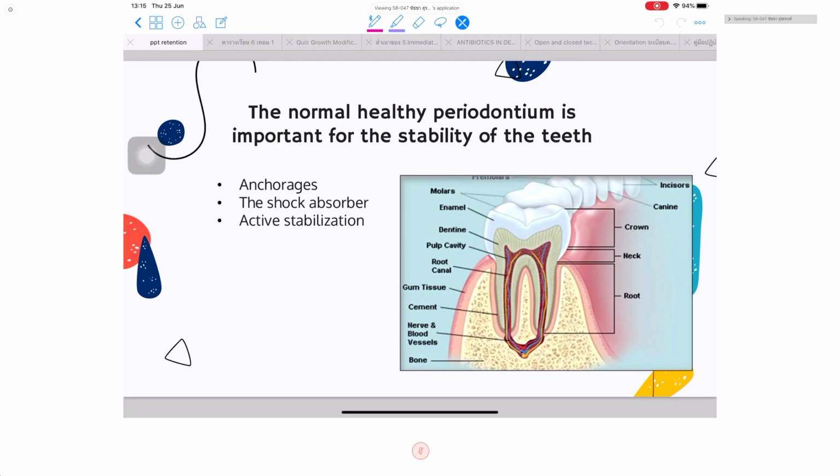Therefore, immediately after orthodontic appliances are removed, teeth will be unstable in the face of occlusal and soft tissue forces, which would otherwise can be.